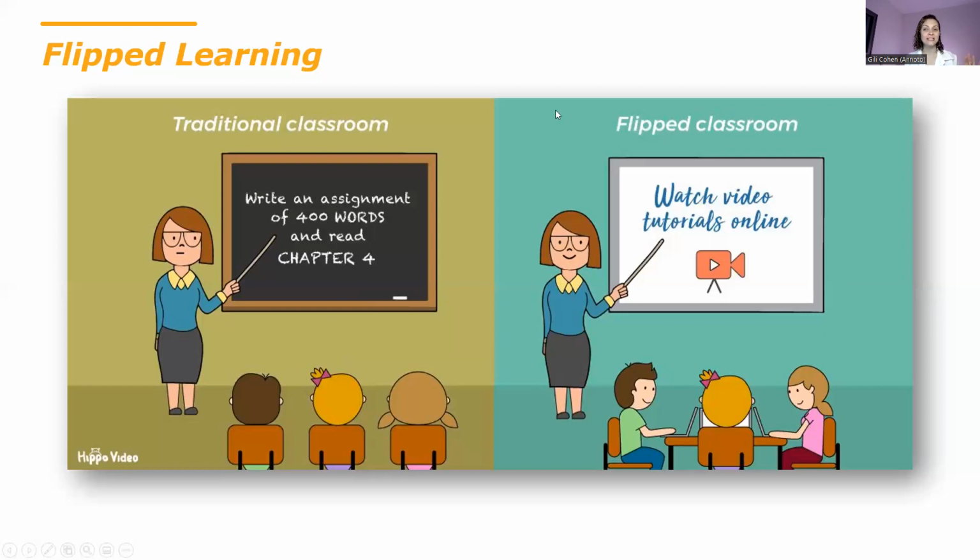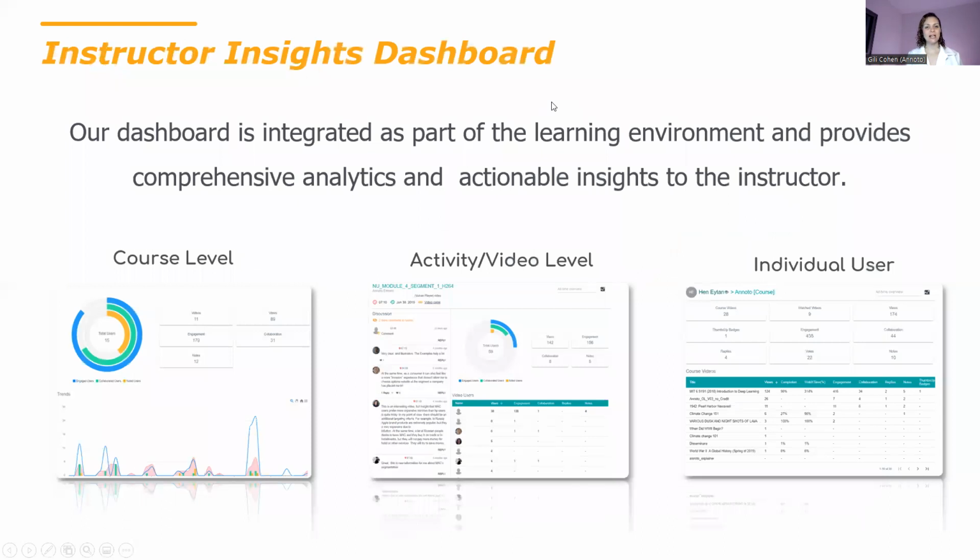Now let's talk about the dashboard. The Annoto dashboard is also a part of your Canvas, and it is only for instructors. It enables you to get analytics and insights at three different levels. You can see everything that happened at the course level: all the users, all the videos, all the activity that you had. Then you can dive into a specific video to see what the activity was there. And you can also focus on a specific user to see the user's progress and how it is going.